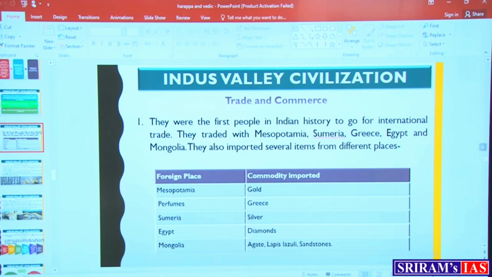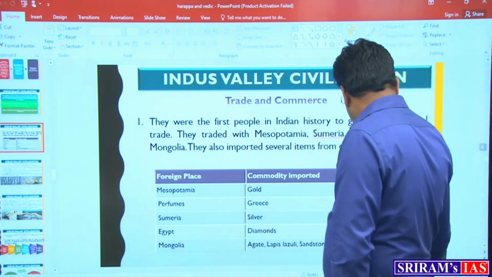Harappans exported consumer items like cotton, potteries, ivory goods, beads, etc. So consumer items were exported.